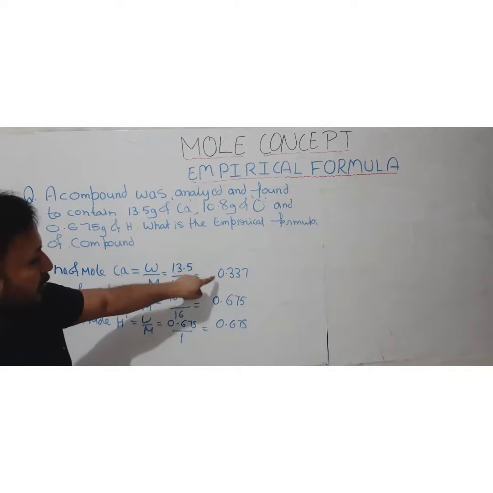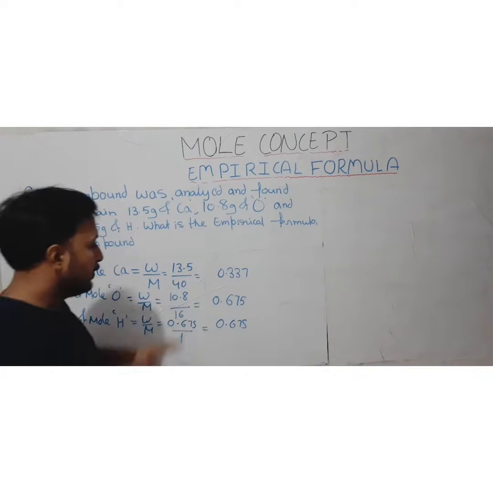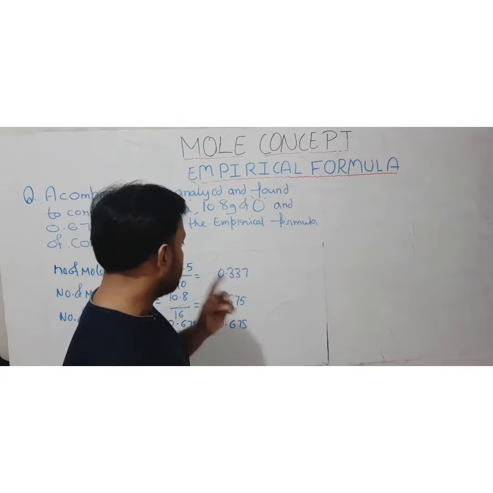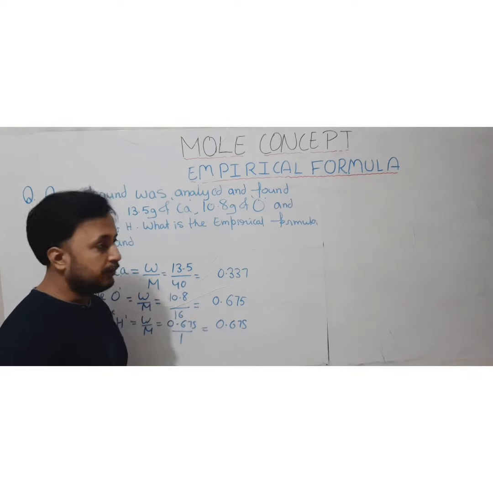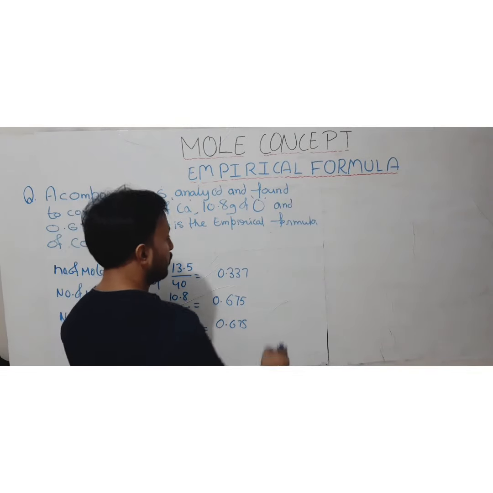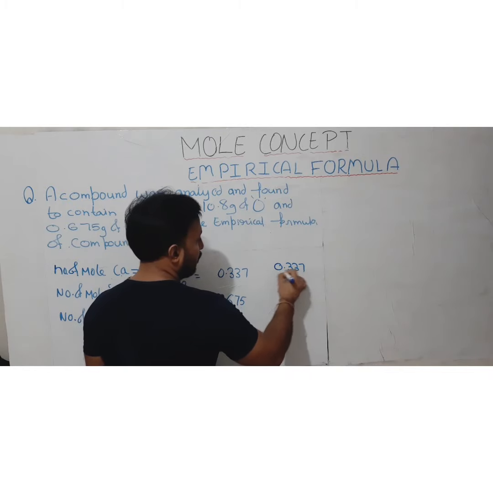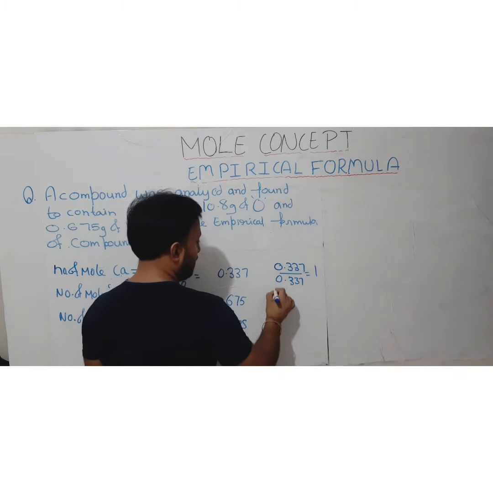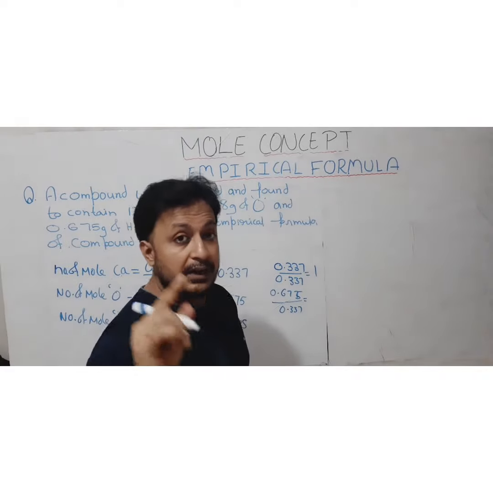Now when you find all the number of moles, we have converted the given masses into the number of moles. Then you have to do the same thing which you did in the previous question. That is, you need to identify the smallest mole and divide all the values again. In this case, the smallest mole is the mole of calcium. So you are going to divide all the moles which you have found by the smallest value, which is 0.337. In case of calcium, it is coming 1. In case of 0.675 divided by 0.337, it may be coming 1.9 something.